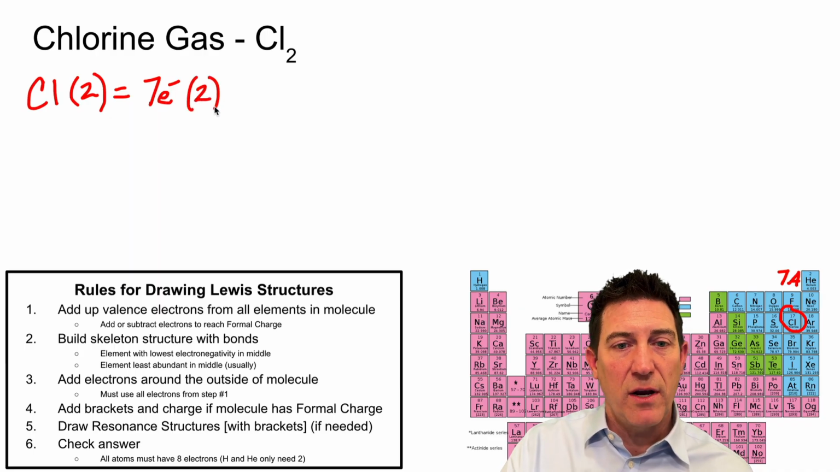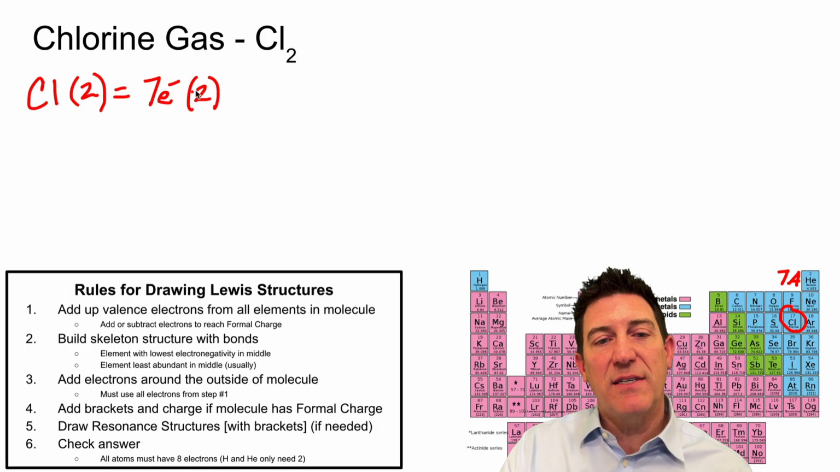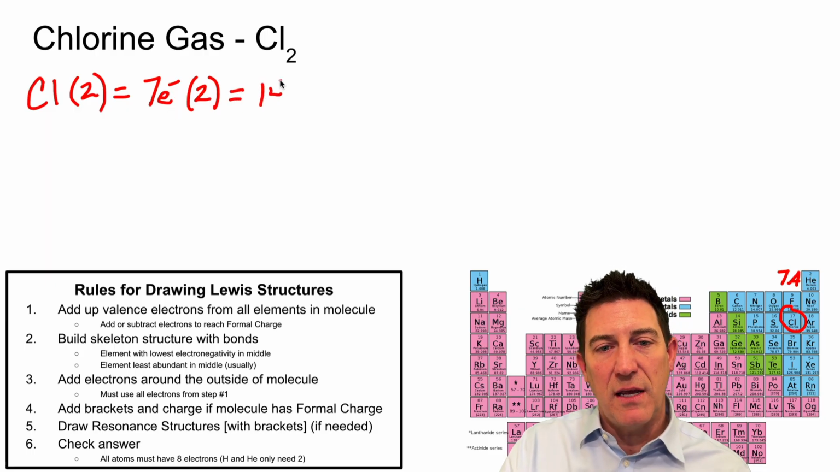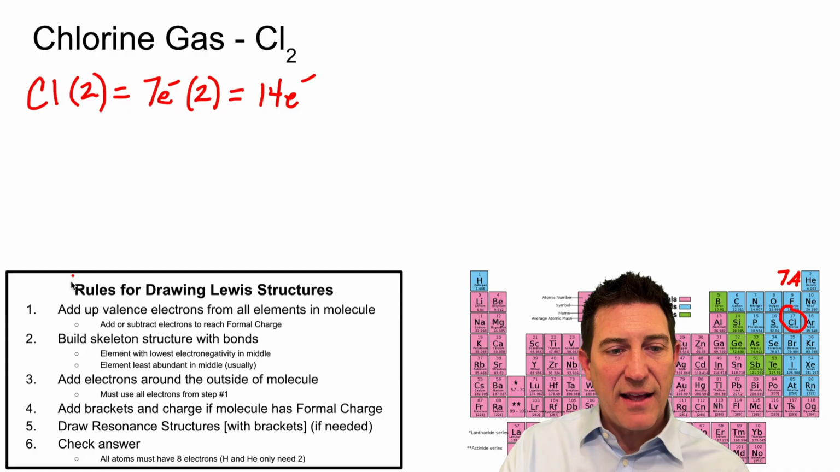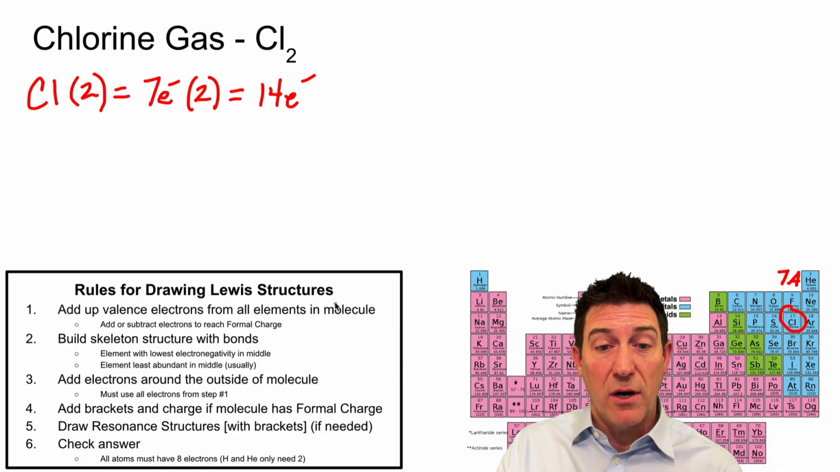There are 2 chlorines right here. There are 2 of them. I'm just transforming this into a math problem. Now I have 7 times 2 equals 14 electrons. So that's adding up my valence electrons to figure out how many I have to build my Lewis structure.